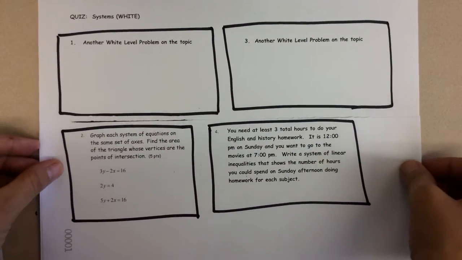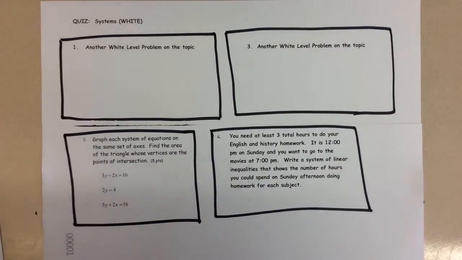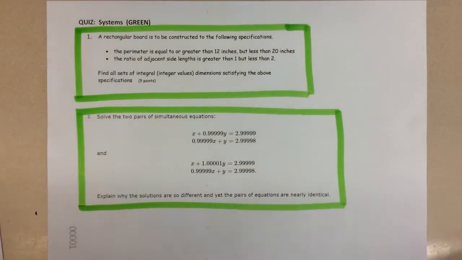For the white quiz, we'll use problems 2 and 4 and add 2 new questions that would be appropriate for white level. The green quiz would include a problem such as the challenge problem with perhaps 1 additional problem only, since these are very challenging, very abstract problems that would be time-consuming for students to complete.